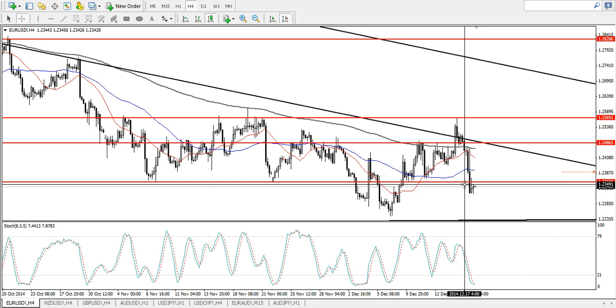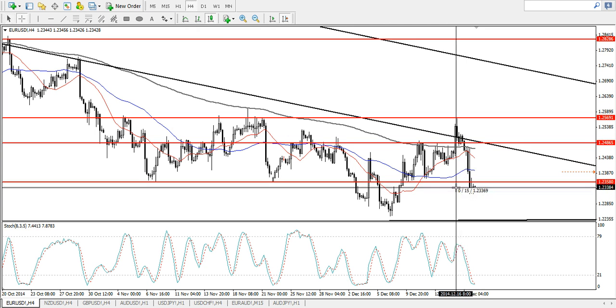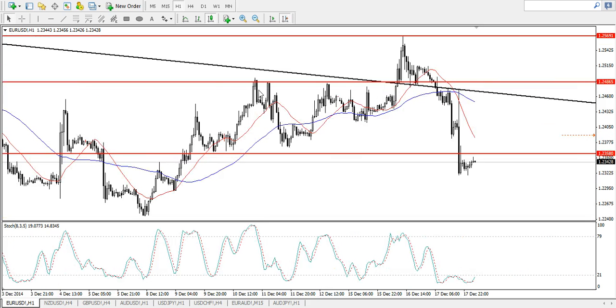So price has also broken below the support level of 1.2358, and we are expecting price to fall further to the previous low at 1.2250. So zooming into the 1-hourly chart, what we want to wait for is a probable retracement to see if we go for the shorts again.